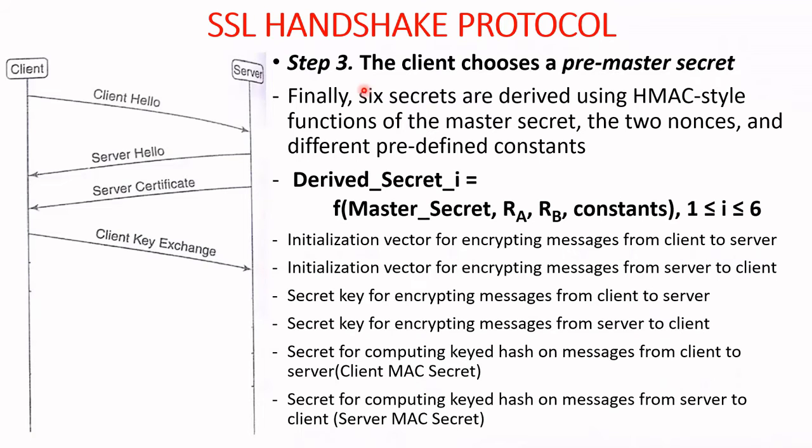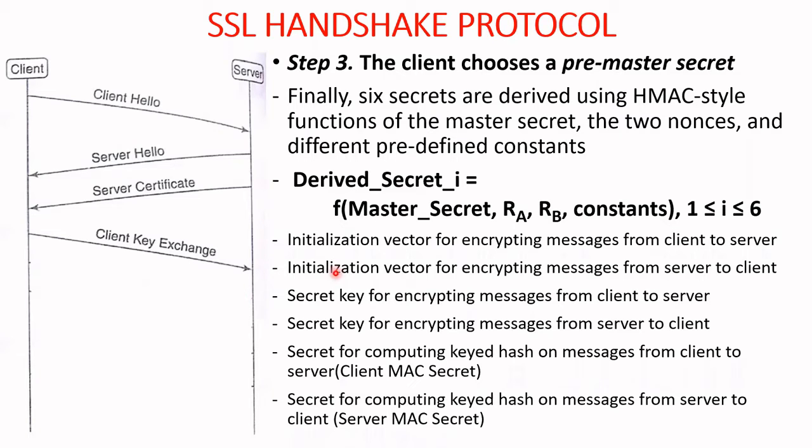Next, they go on to calculate 6 derived secrets. Again, these derived secrets are HMAC style functions of the master secret, the two nonces, and different predefined constants. Now, what are these derived secrets? One of the derived secrets is the initialization vector that is used for encrypting messages from client to the server. So later on, when the data is to be sent, we will be using an initialization vector. First we calculate the initialization vector that is going to be used by the client whenever it wants to send messages to the server.